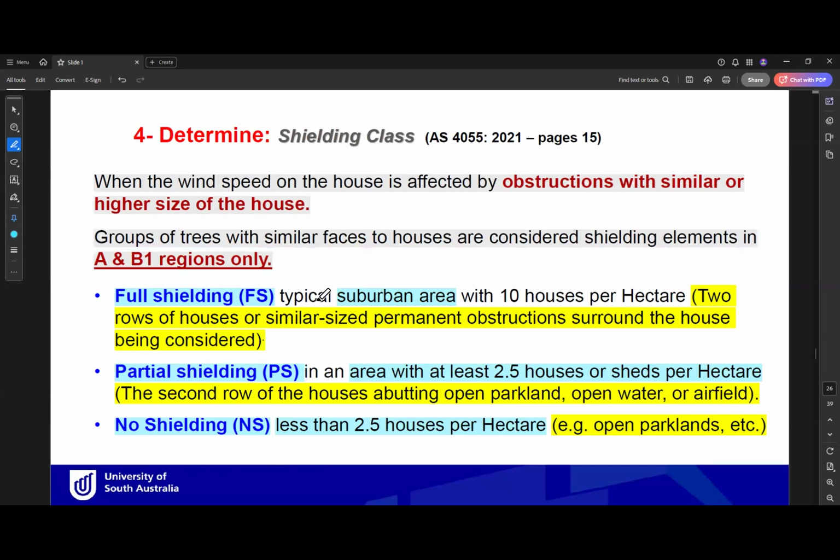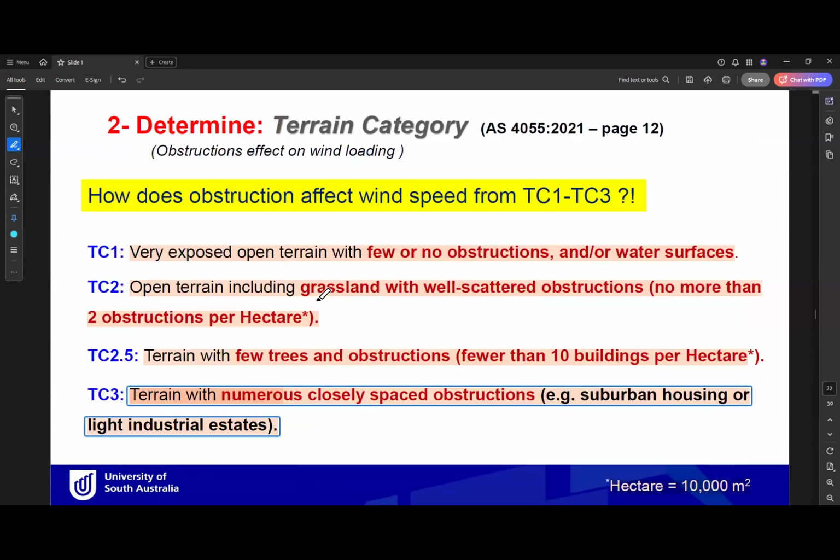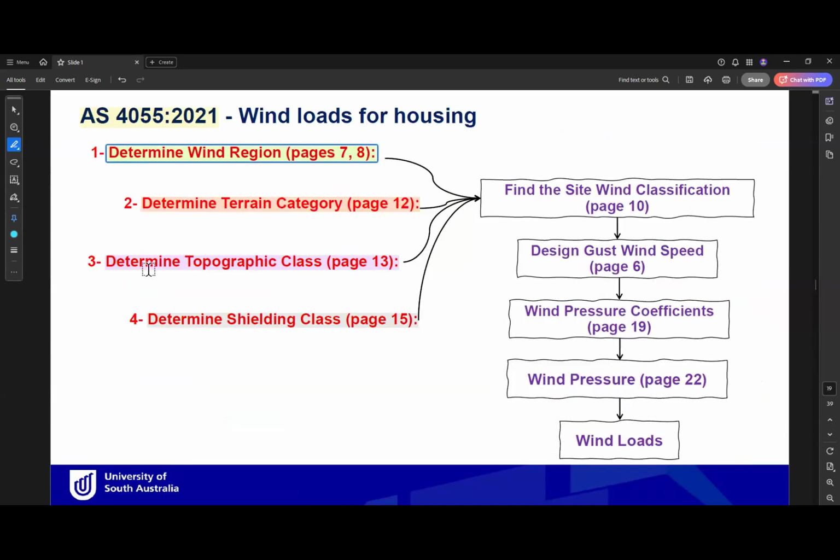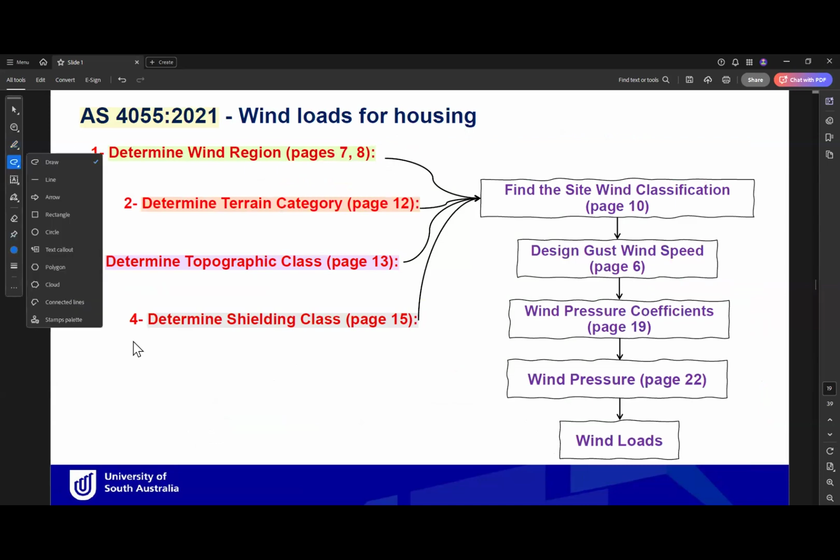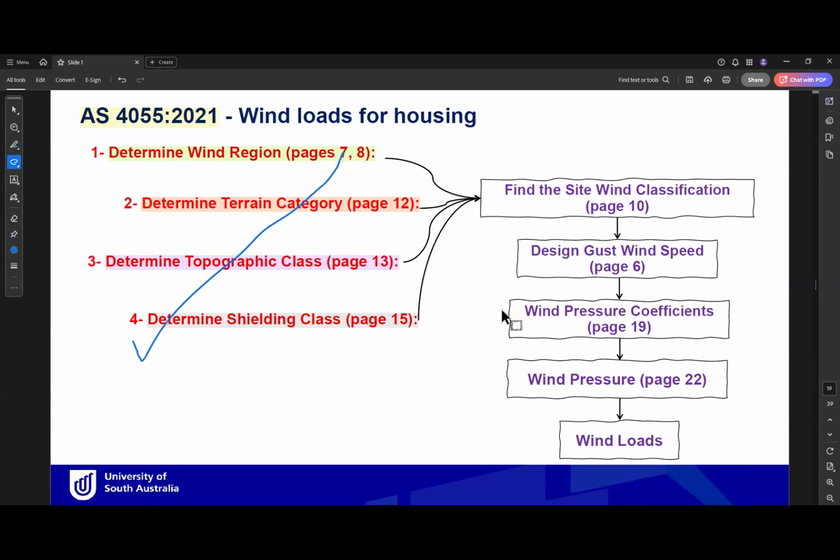Okay? So now, after we finalize these 4 steps, we can find the site wind classification from page 10 of the standard. These 4 steps are required only to find the site wind classification.